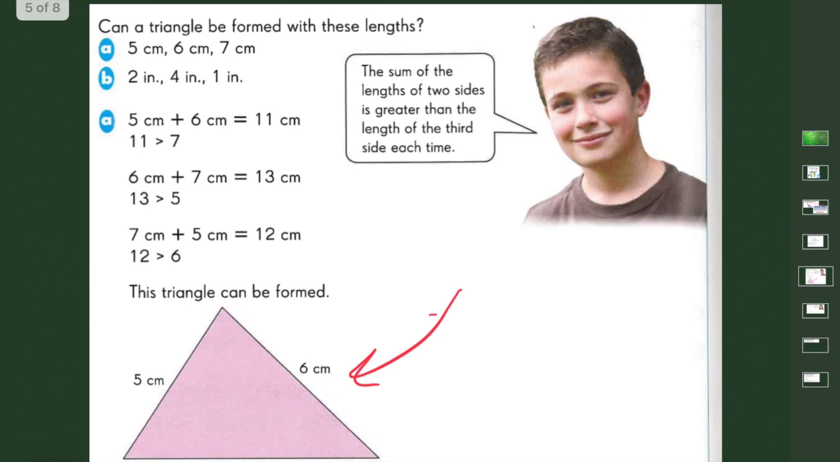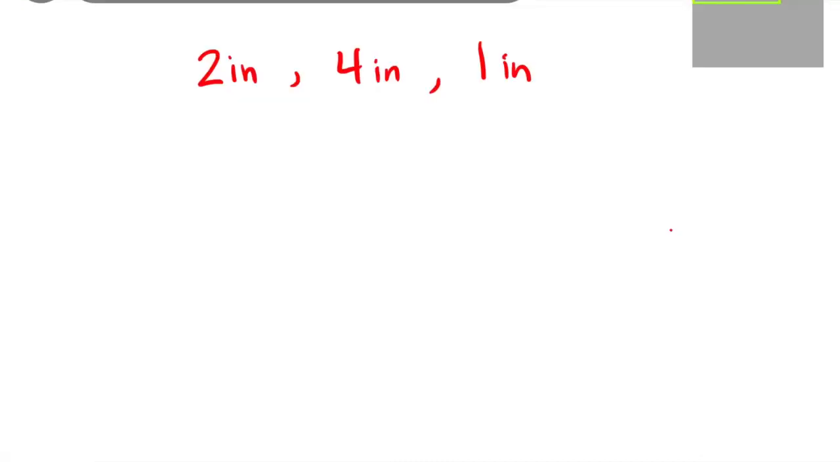And here it is, the triangle with 5 centimeters, 6 centimeters, 7 centimeters. The sum of the lengths of two sides is greater than the length of the third side each time, checking each pair of sides. Let's check another one. What if we had a triangle with the side lengths of 2 inches, 4 inches, 1 inch? Could this form a triangle? Well, let's check by combining side lengths.